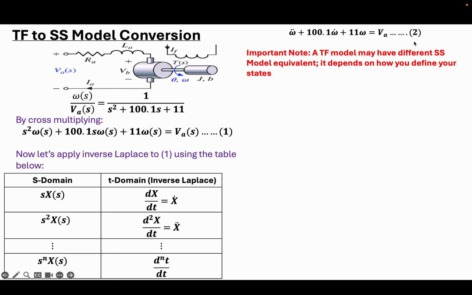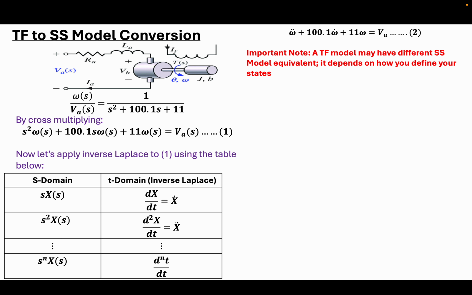So now this is the most important part of this conversion. A transfer function model may have different state space model equivalents. The conversion depends on how you define your states. So different definitions of states will give you different equivalents for the state space model.